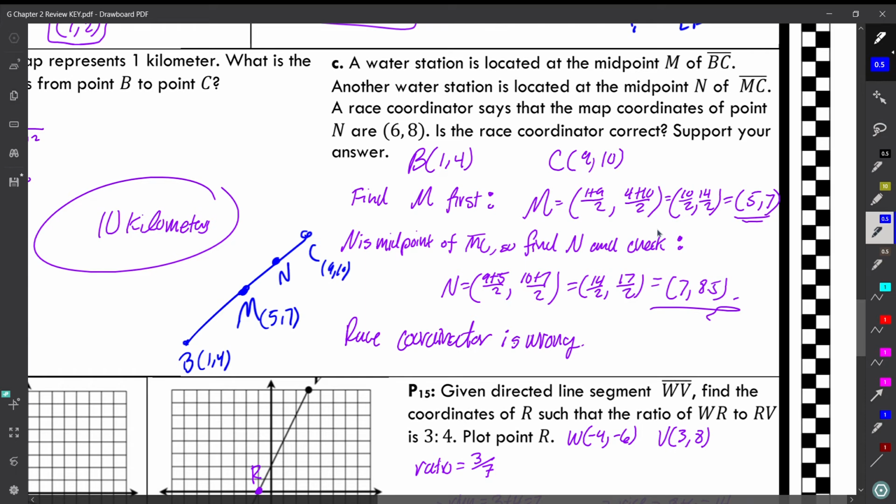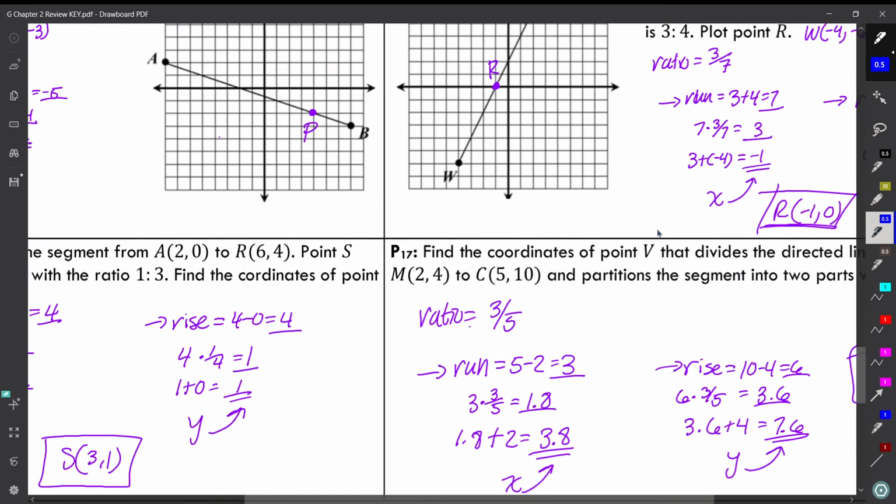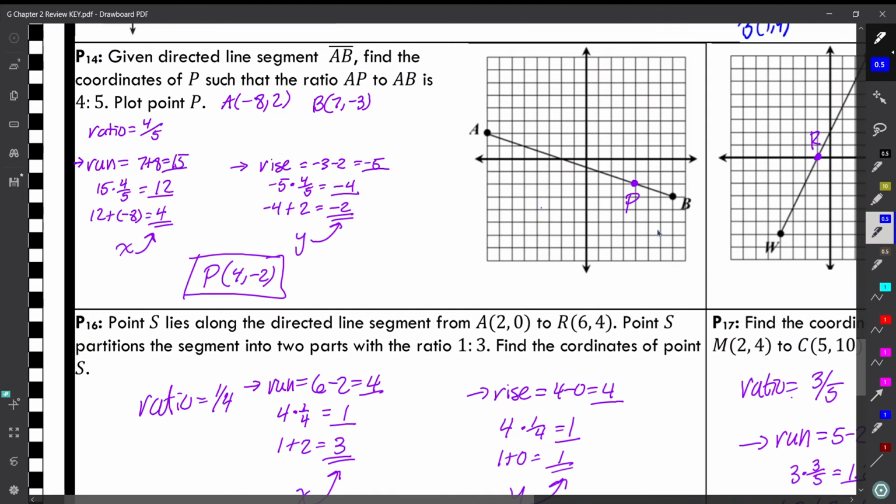9 plus 5 is 14, then over 2. 10 plus 7 is 17 over 2. They simplify to give me 7, 8.5, which is not 6, 8. So the race coordinator is wrong. See, don't trust what someone tells you. Do it yourself.